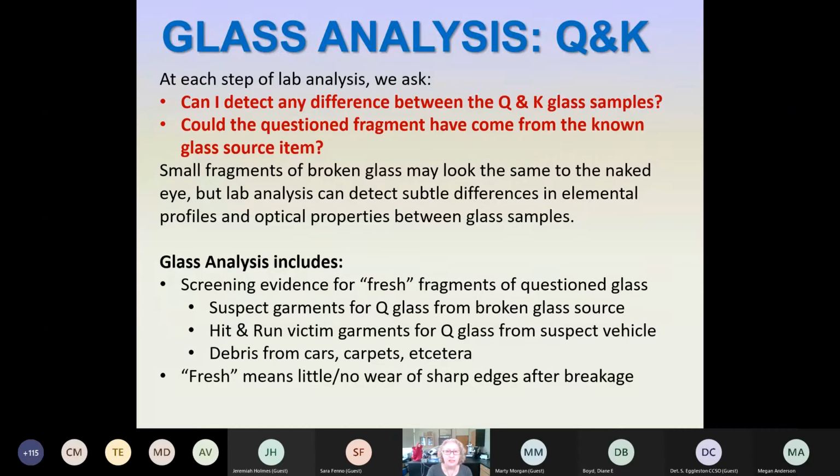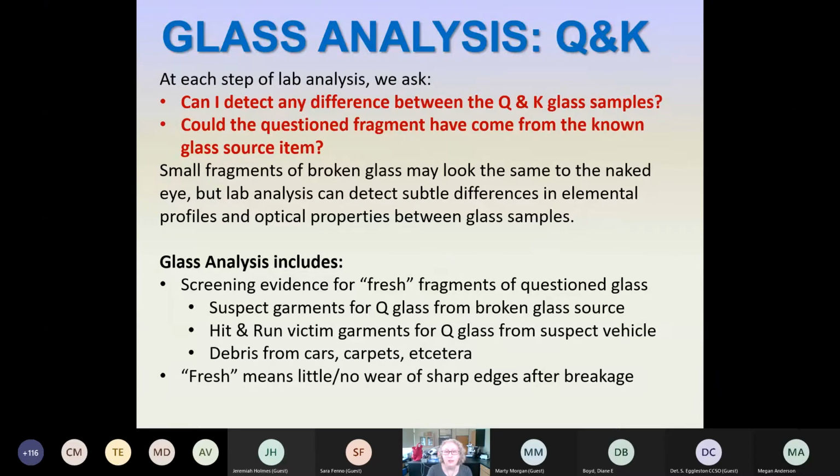So I want to emphasize that what we mean by fresh is that we can see under the microscope that this glass is very sharp. Its edges appear to have little or no wear to them after they have been broken. We look for fresh fragments in order to distinguish possible probative glass that is of use in an investigation from environmental glass that's just been around a while. Because glass in the environment, through weathering and friction and just abrasion and wear, does lose these sharp edges very quickly, especially tiny, tiny fragments.